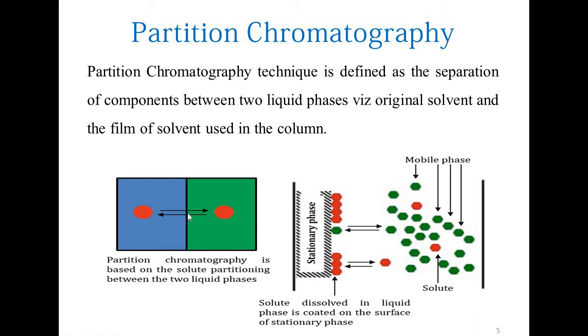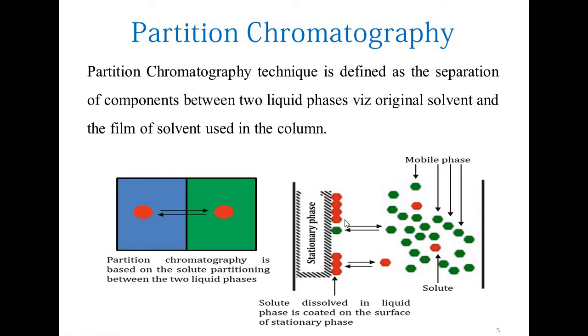So how are the two liquid phases there in chromatography? The stationary phase must be solid in nature, which is coated with one liquid phase, and the mobile phase, your solvent, is already in the liquid phase. When your sample enters the column with the mobile phase, the solute gets equally partitioned between the mobile phase liquid and the liquid which is coated on the stationary phase.